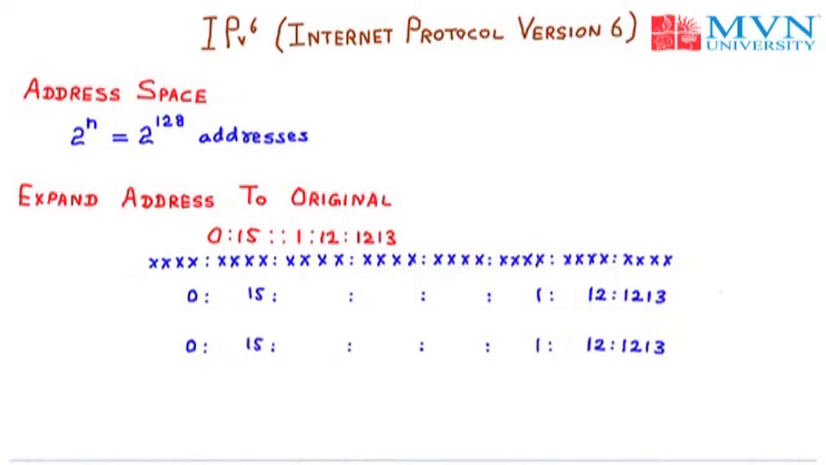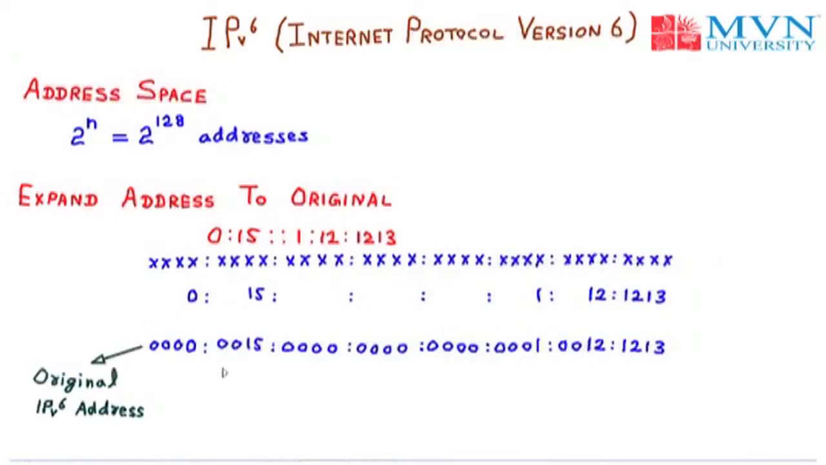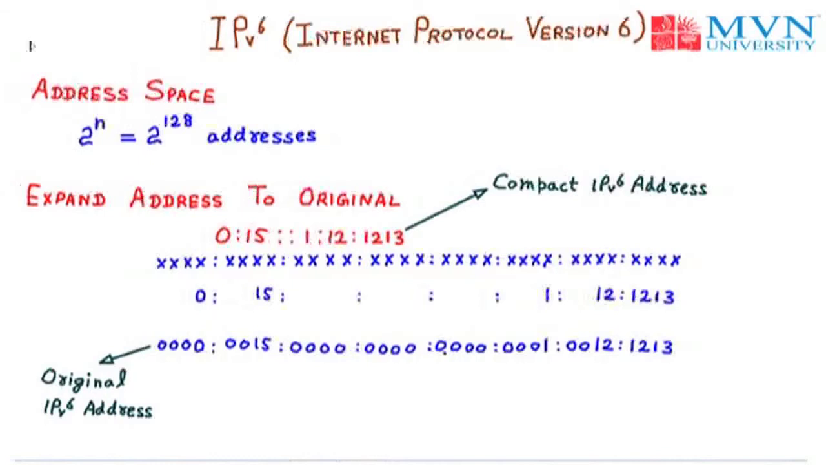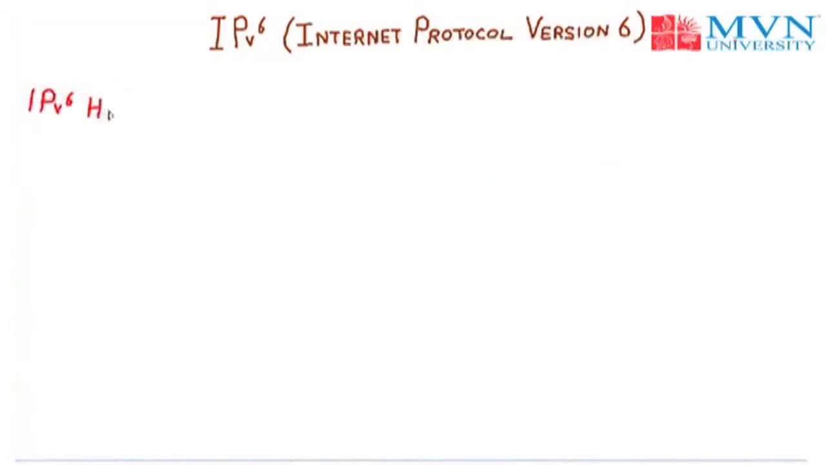So replace all the blank fields with 0: 4 times 0, 2 zeros, 4 times 0, 4 times 0, again 4 times 0, 3 times 0, 2 times 0. So now this is my original IPv6 address, and this one is my compact IPv6 address. Now we will discuss the IPv6 header. Next in IPv6 we will discuss the header. So we will start with the IPv6 header.